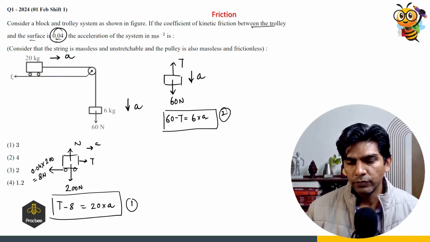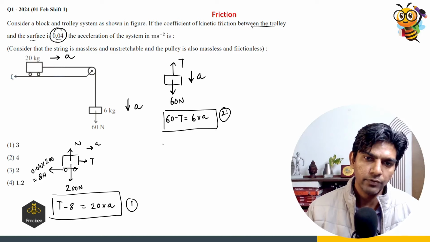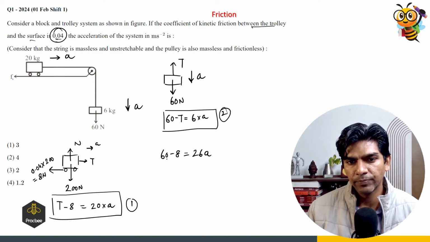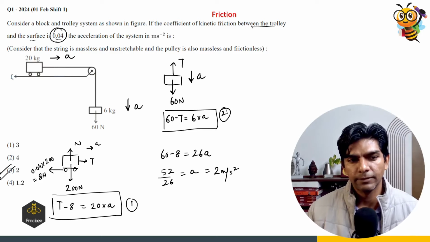Right, so now we have two equations, a pair of linear equations in two variables, and we need to find the acceleration. Now we can add 1 and 2, and we can eliminate tension. So when we add, we get 60 minus 8, which is 52, equal to 26 times a, so 52 by 26 will be the acceleration, which comes out to be 2 meters per second square. So 2 is the answer, so option 3 is the right answer.